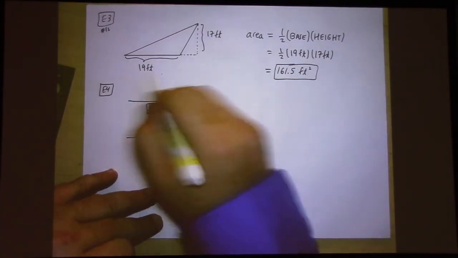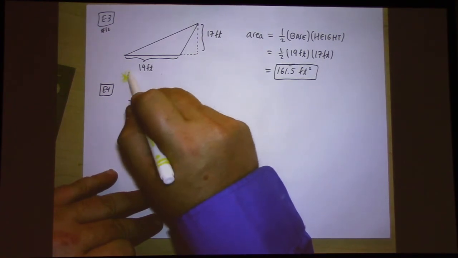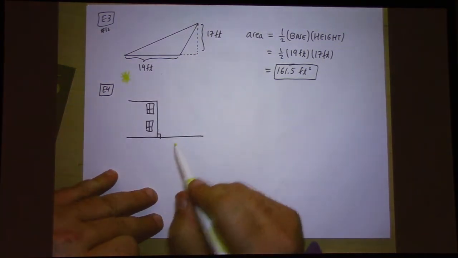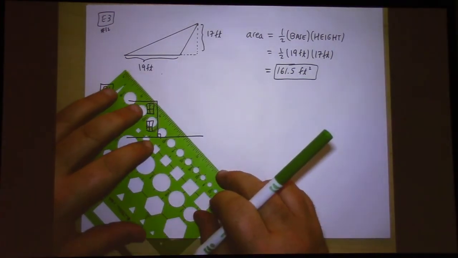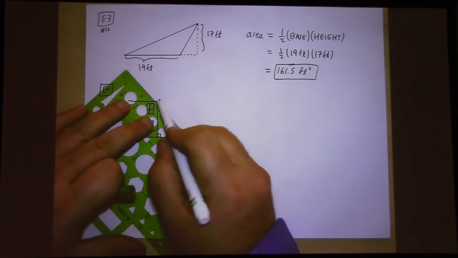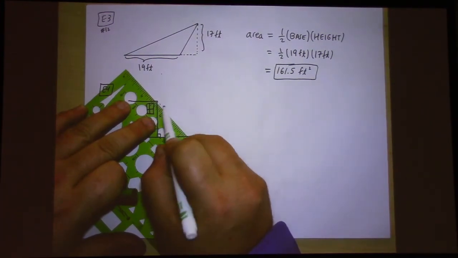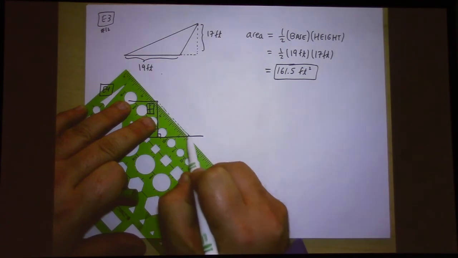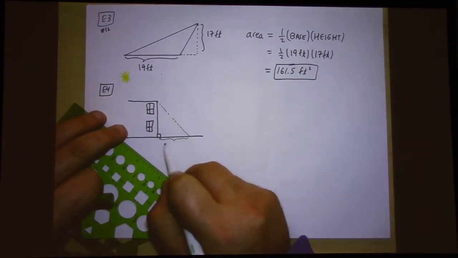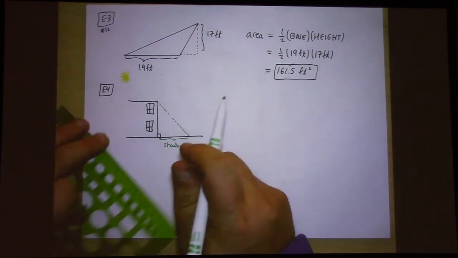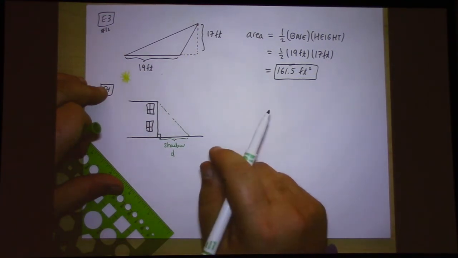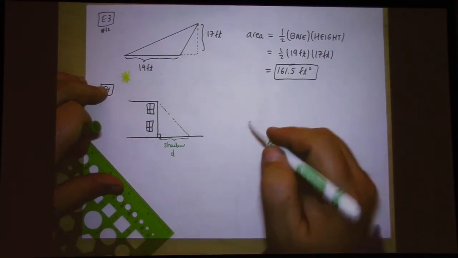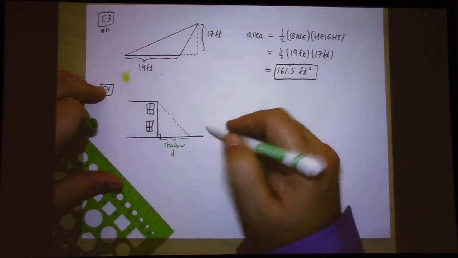And the sun is in the sky over here somewhere. Oh man, this is why I don't use yellow. Can you see it? Kind of, sort of, I don't know. Anyway, there's a shadow, which I'll use green for because why not? The sunlight makes a shadow like this. Let's say that the shadow has length d. And on the other hand, you have maybe a light pole over here.